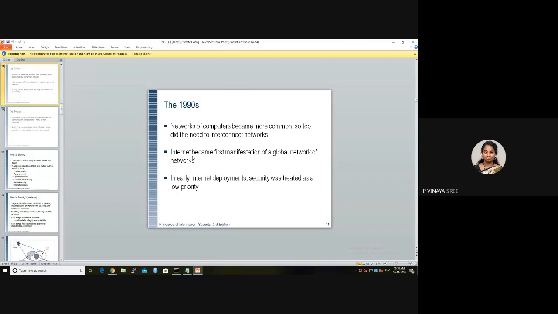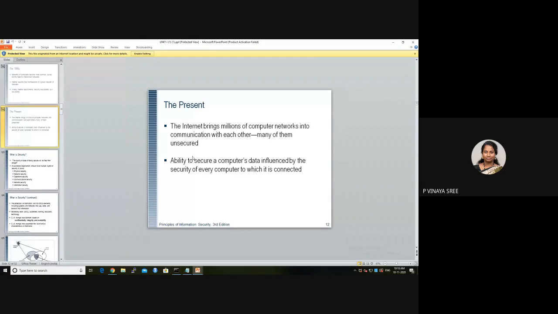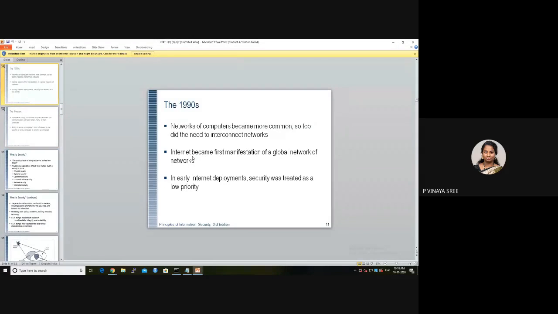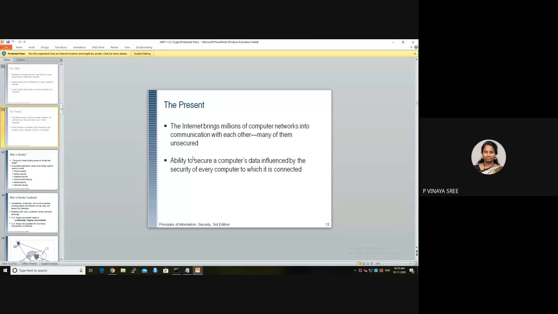In the 1990s, what happened? Networks of computers became more common, and it became a global network of networks, with millions of computers. But at that time in the 1990s, security was treated as low priority. From 2000 till now, the internet brings millions of computer networks into communication with each other. But many of them are unsecured.